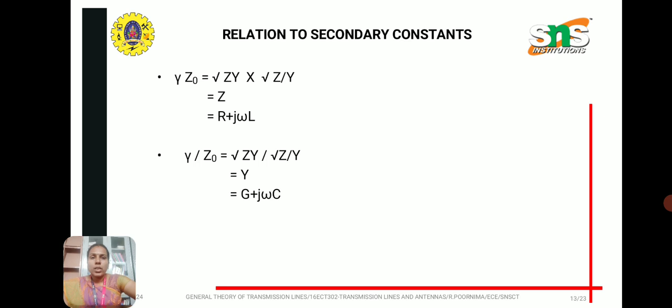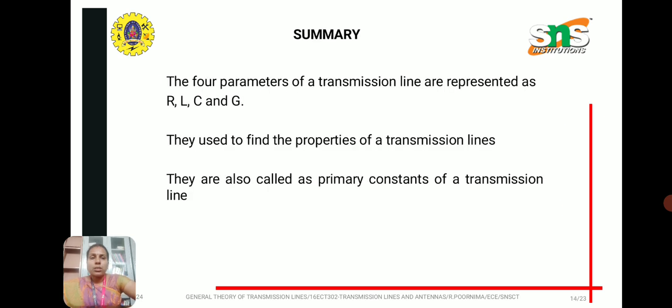And then gamma multiplied by Z naught. This is an important relation. We substitute the values of square root of ZY into square root of Z by Y. When we cancel the terms of Y, we get square root of Z squared, so it is Z. Z is given by R plus j omega L. It is an important relation, and gamma by Z naught we get as Y, which is G plus j omega C. So we can summarize this topic.